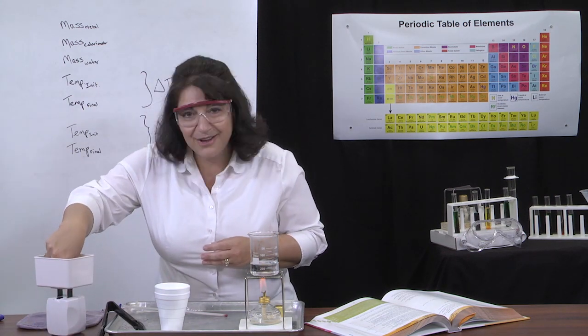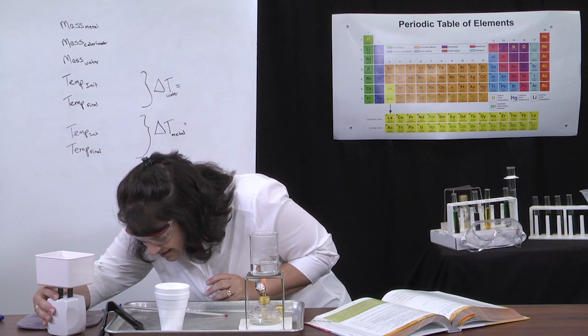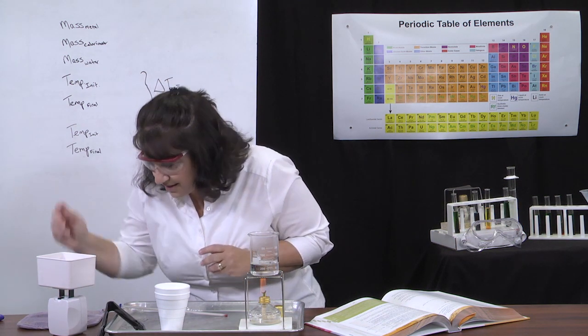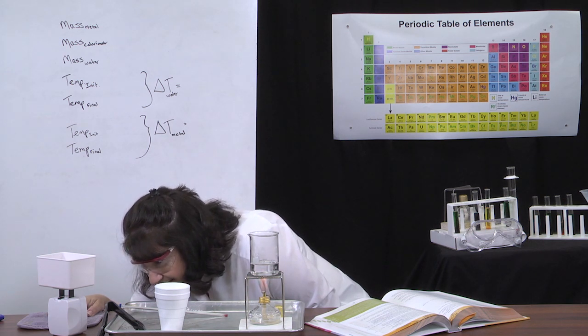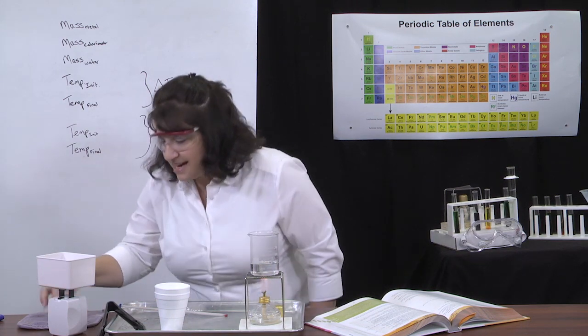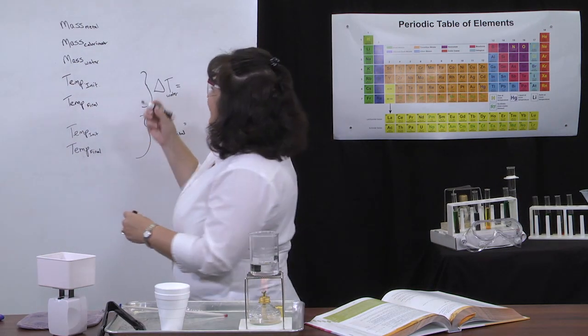First, I'm going to make sure that my scale is zeroed out before I do that. And it is. Get a little more accurate here. There we go. Set it in. Measure my mass in grams. Okay, it's 87.2 grams.